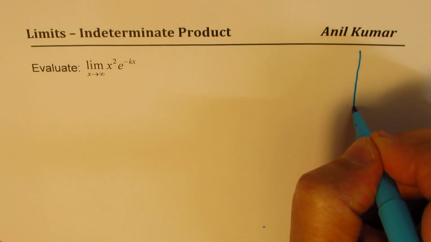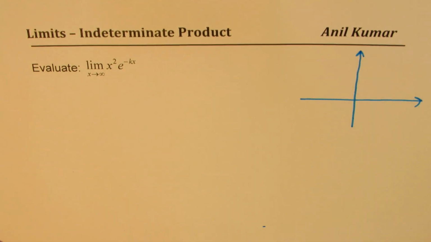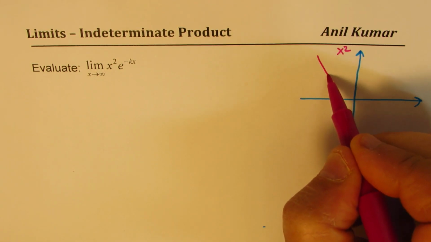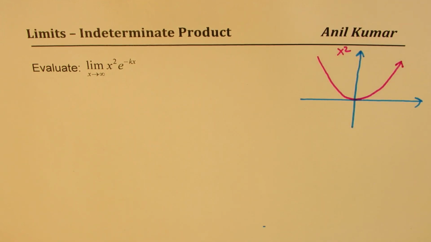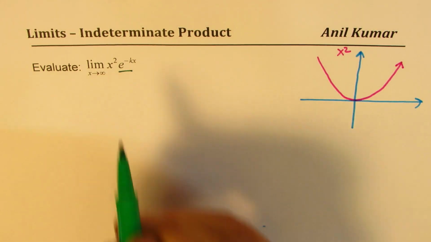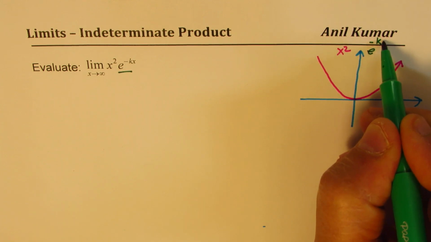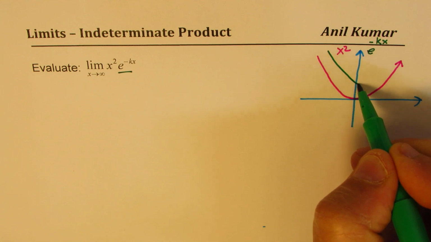So let's try to understand the graph of this also. If I sketch the graph for x squared, then we get something like this. And if I sketch the graph for e to the power of minus kx, so minus means decaying, so it will be kind of like this.